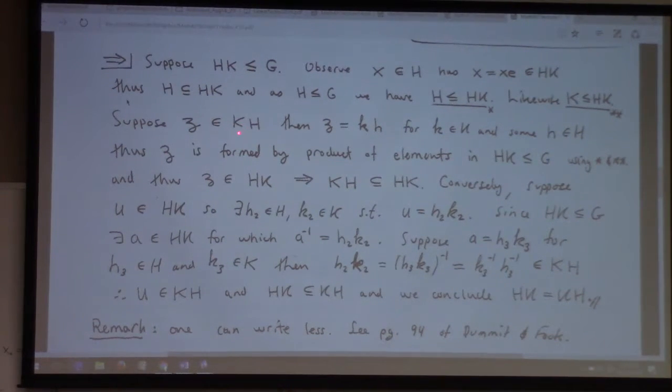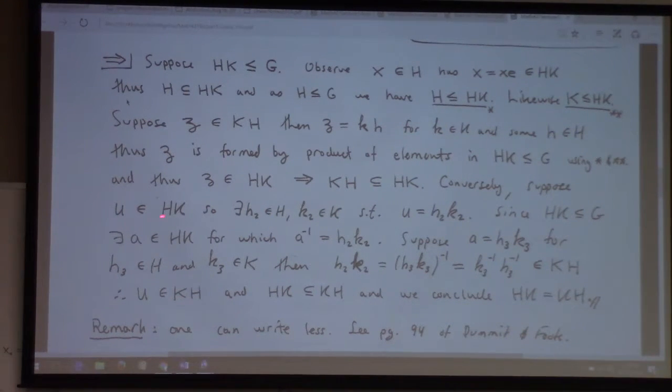So if you take Z in KH, what do I want to do? I want to show that KH is a subset of HK, is my goal. So Z is K times H for some K and H. Okay, so Z is formed by products of elements in there. So what's that mean? My argument here is if Z is in KH, it's equal to a product of something in a subgroup of HK and something in a subgroup of HK. So it's still in HK. So thus Z is an element of HK, which shows you that KH is a subset of HK.